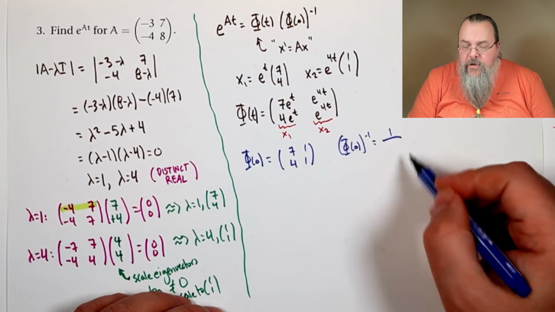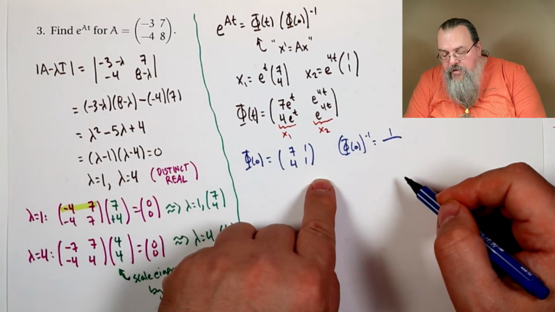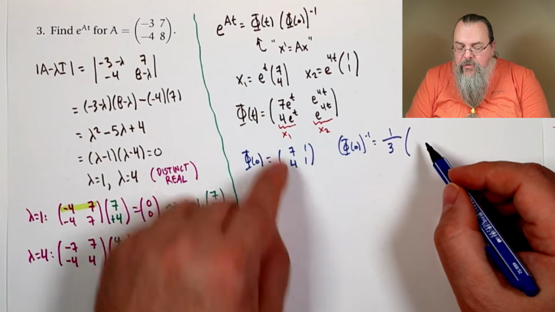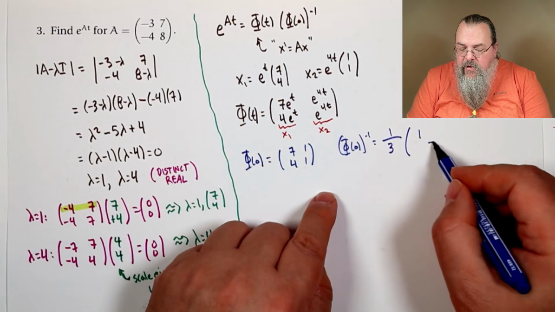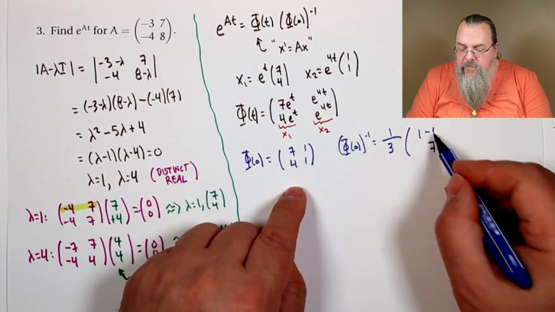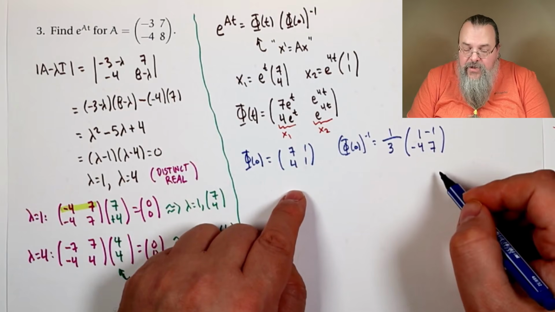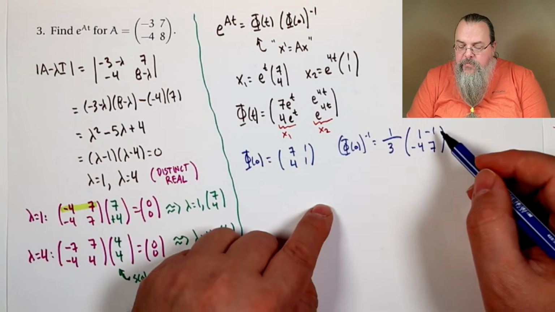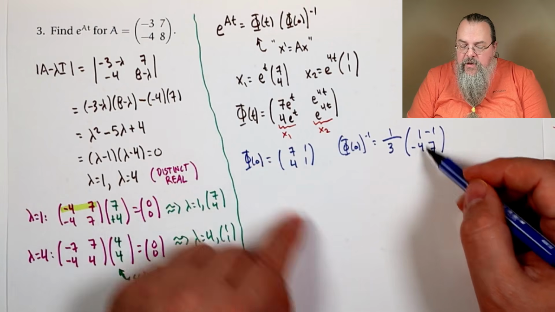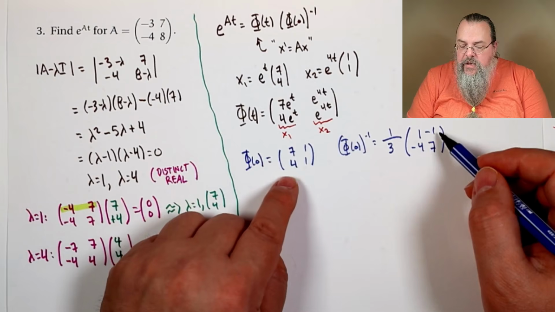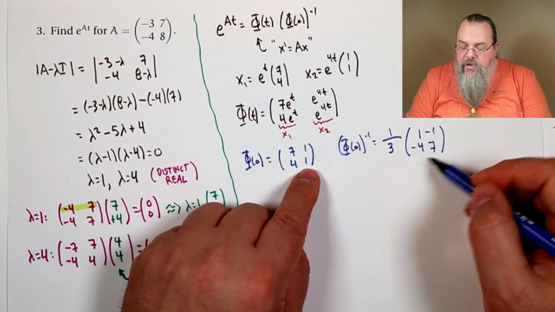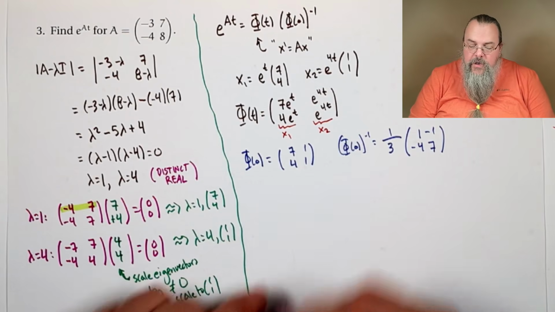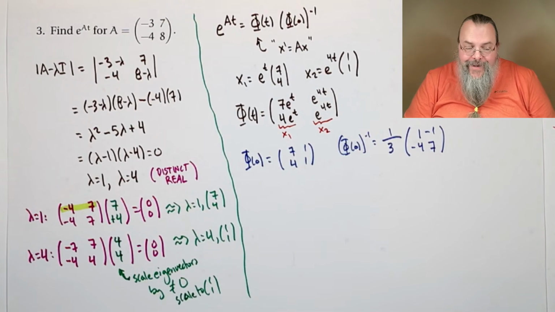All right, 1 over the determinant, 7 minus 4, 3. And then you swap the diagonal entries and change the signs of the off-diagonal entries. If you're concerned, carry out the multiplication. 7 minus 4 is 3 times a third is 1. Minus 7 plus 7 is 0. 4 minus 4 is 0. And minus 4 plus 7 is 3 times a third is 1. So we're now one computation away from being done.